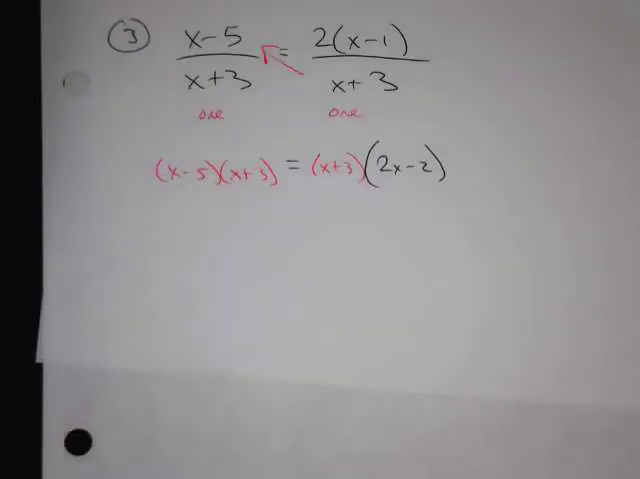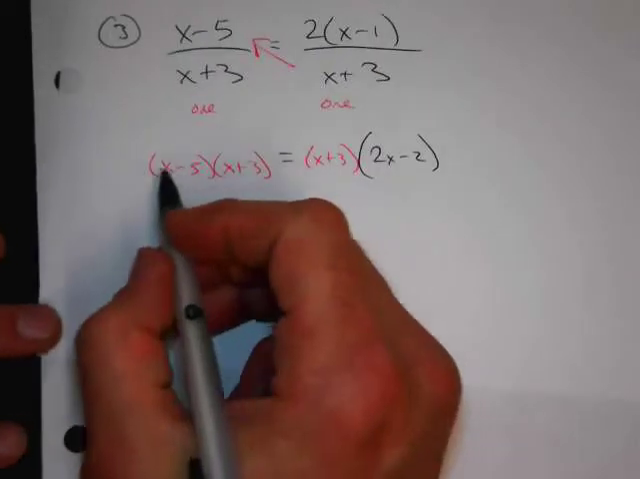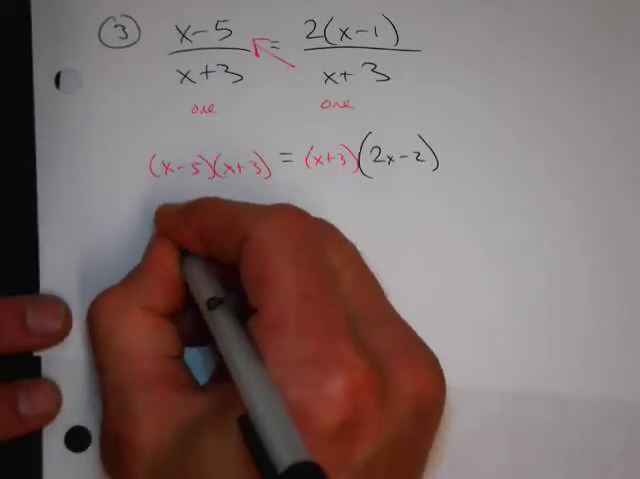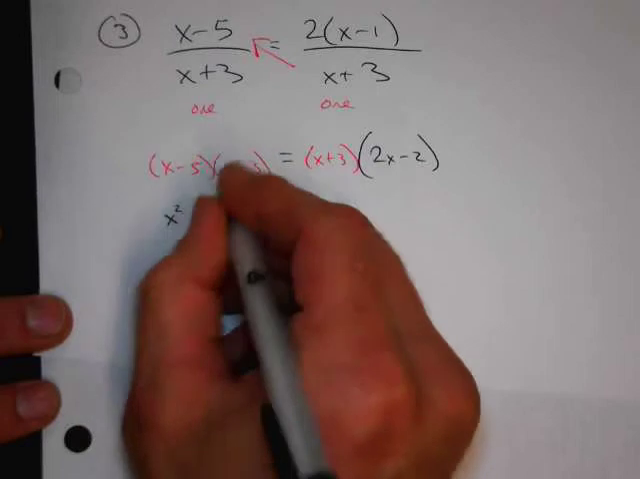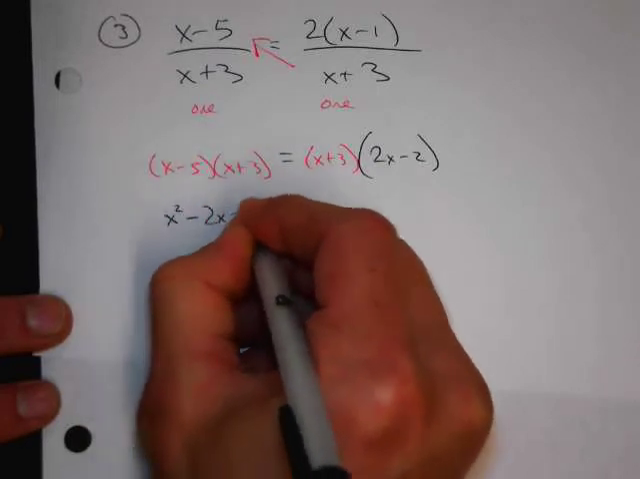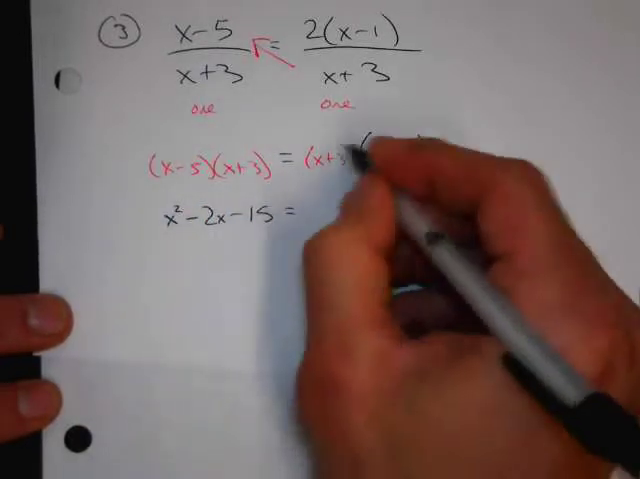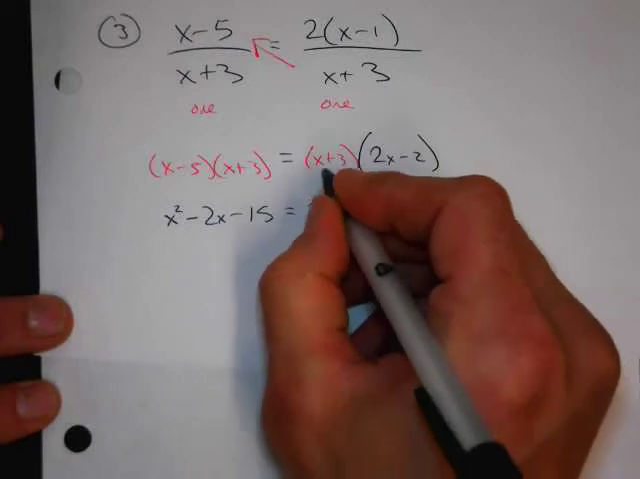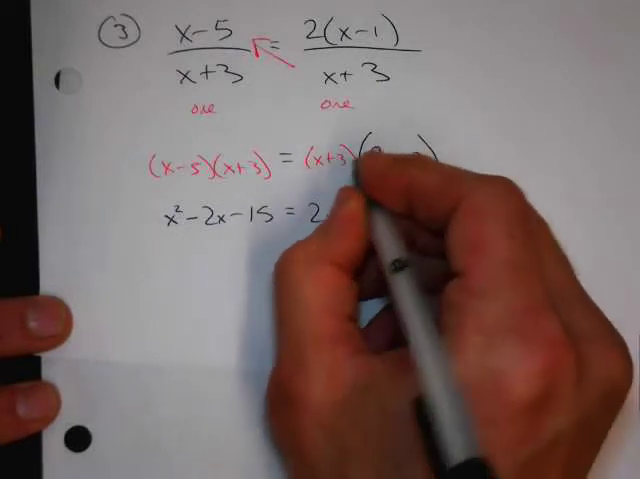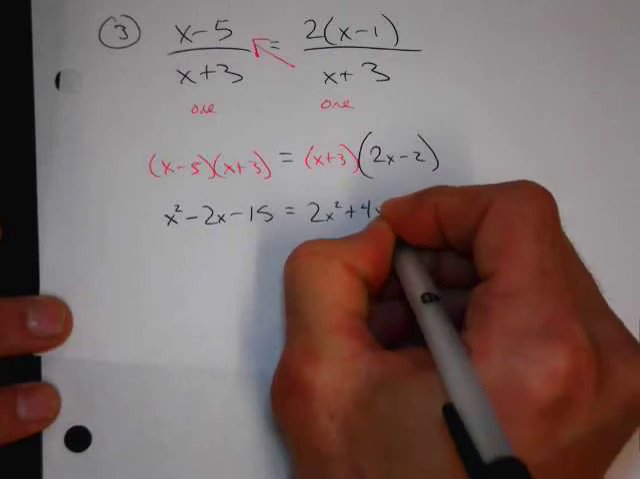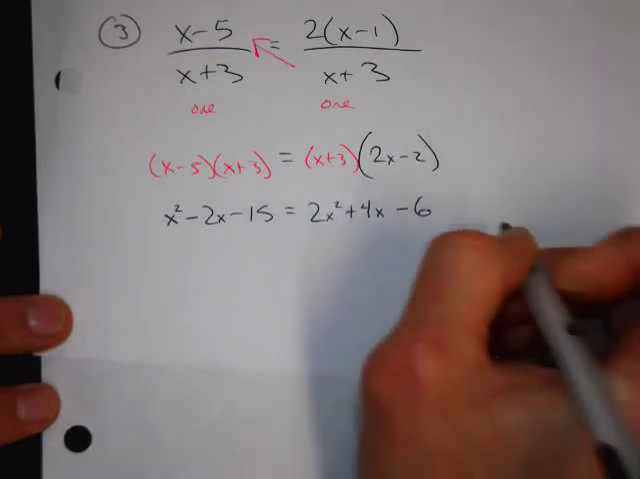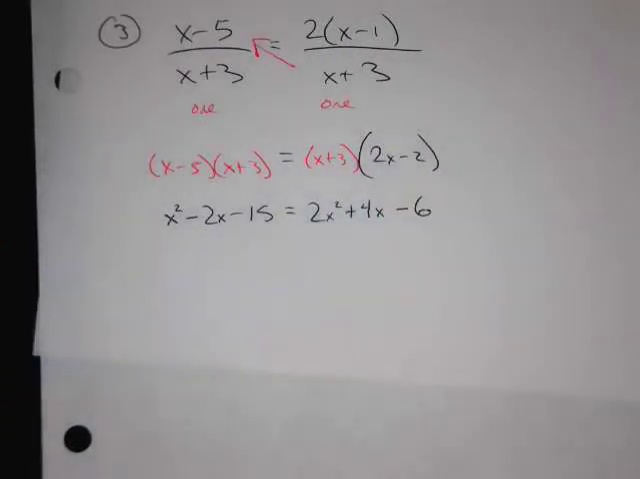So if I have this, what I'm going to do is simplify each side. On the left side, I have x squared plus 3x minus 5x is minus 2x minus 15. On the right-hand side, 2x squared minus 2x plus 6x is plus 4x, and then minus 6. And now what I'm going to do is combine like terms.